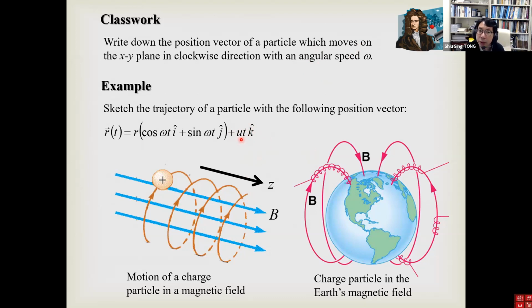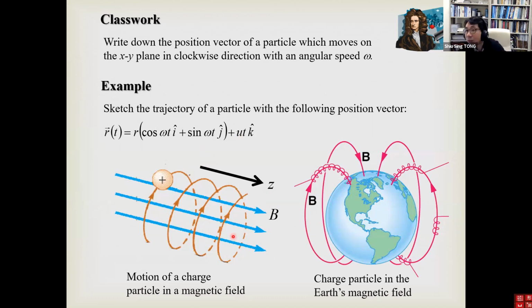Now, this vector is actually ut. Now, ut means a uniform motion in the z direction, right? Because the displacement increasing linearly with time means a uniform motion in the z direction. Now, how can we imagine that? We have a circular motion in the xy plane, but that is added to a uniform velocity motion along the z direction. When you imagine the two motions added together, that becomes a helical motion, a motion of a helix.